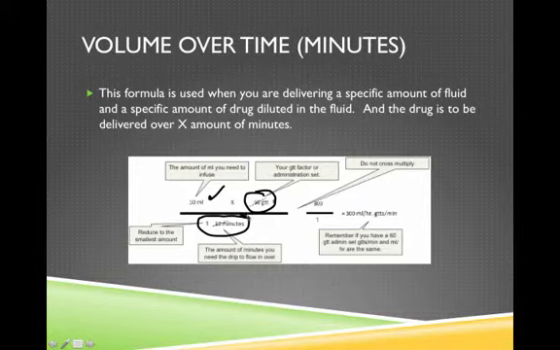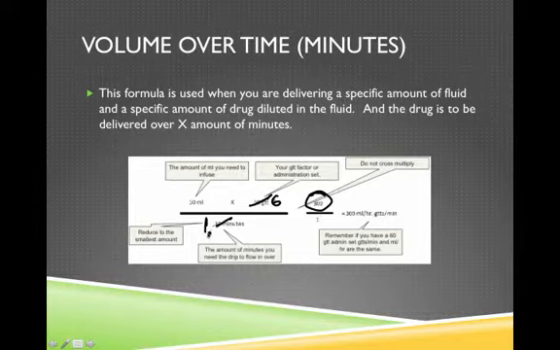So how we would do this is straight multiply across. And I reduced. It was easier to reduce it here. So 10 will go into 10 one time. 10 will go into 60 6 times. So 50 times 6 is 300. And 1 times 1 is just 1. So 300 divided by 1 is 300 mils per hour, or 300 drops per minute.